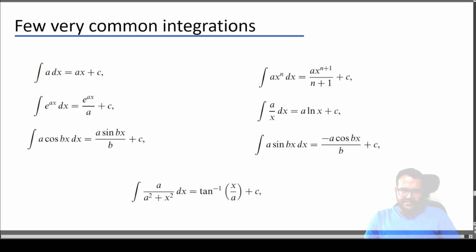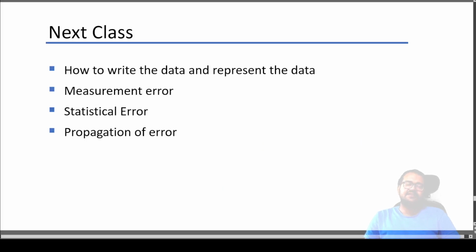So okay, that's it. In the next class we'll be discussing data and errors, so-called error analysis. We'll do a little bit more than what you have learned in class 11 and 12. Error calculation and error analysis is very important in physics. So the next class will be on error analysis.